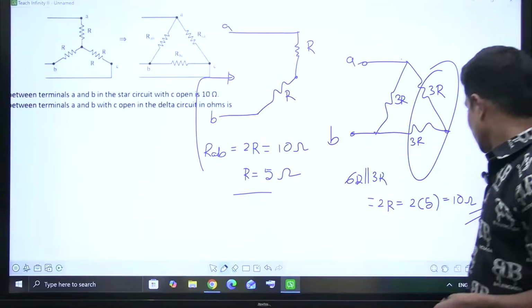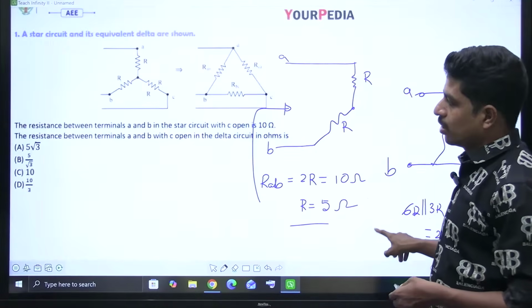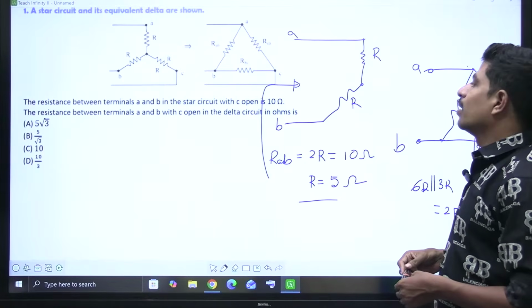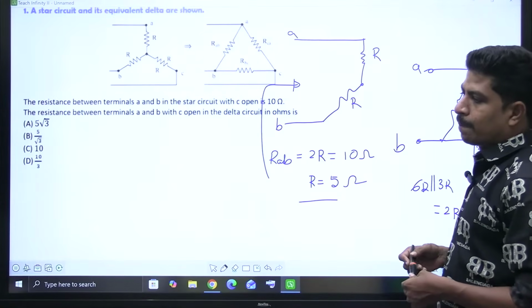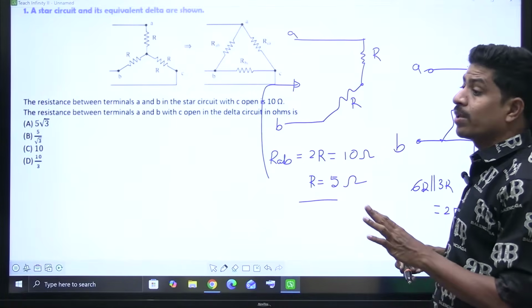When you convert star into delta, the resistance will be increased by 3 times. From delta to star, it will be decreased by 3 times. And the main fundamental between star to delta and delta to star conversion is that power should remain the same.